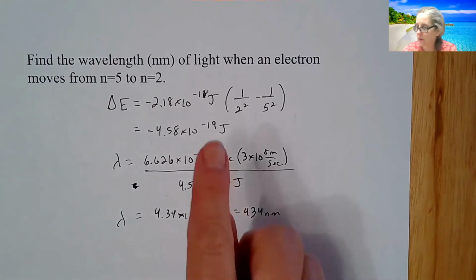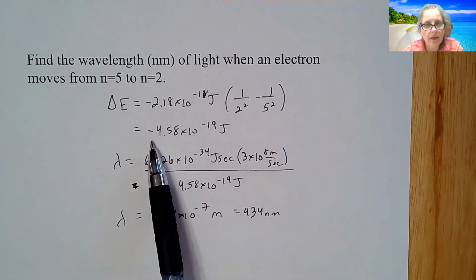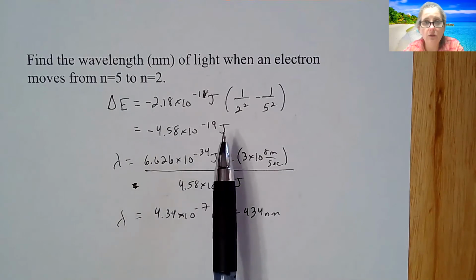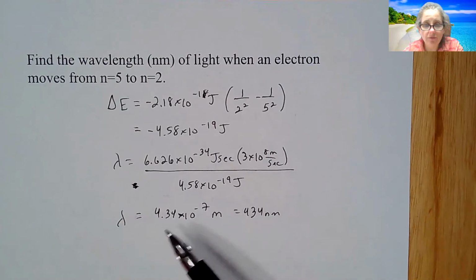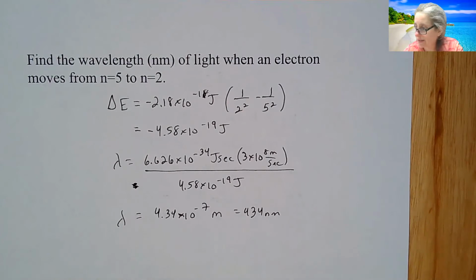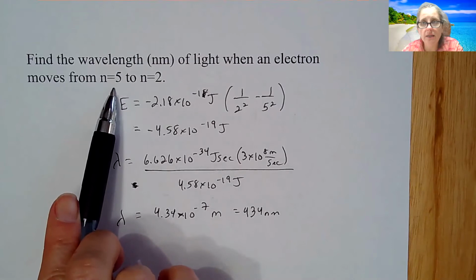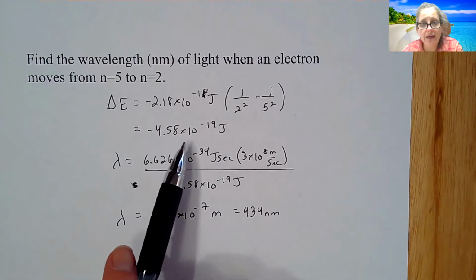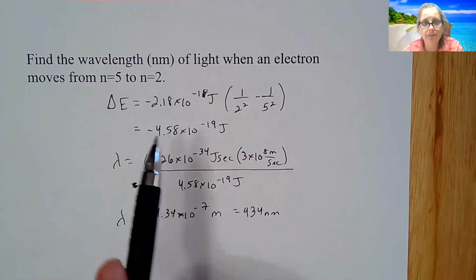All right, so other than my messy handwriting here, you should have gotten the energy as being negative 4.58 times 10 to the negative 19th joule. And then you could stick it into the equation to find the wavelength in meters, and then convert it to nanometers. So again, I'm going from a higher energy state, an excited state, to a lower state. That means that I am releasing the energy, so that's why it is a negative number.